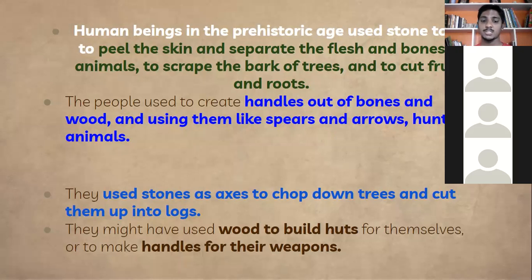The spears. Spears mean that on the edge you see something sharp. They will just run and hit the animal with that, and then the animal falls.